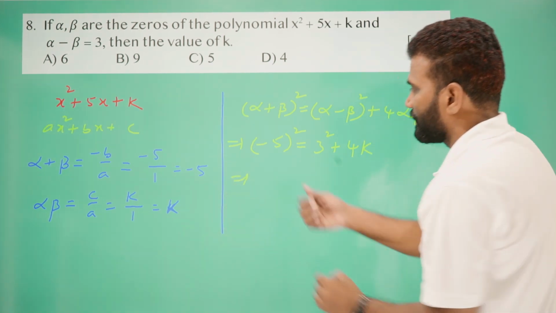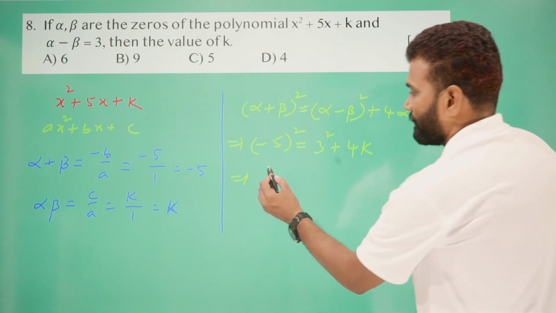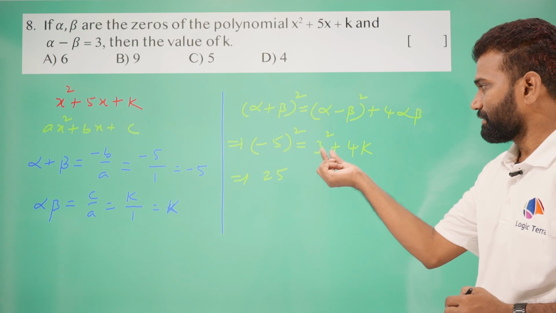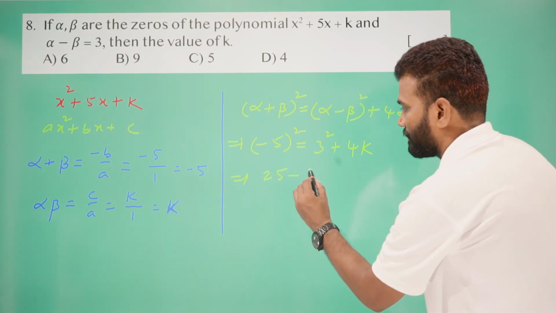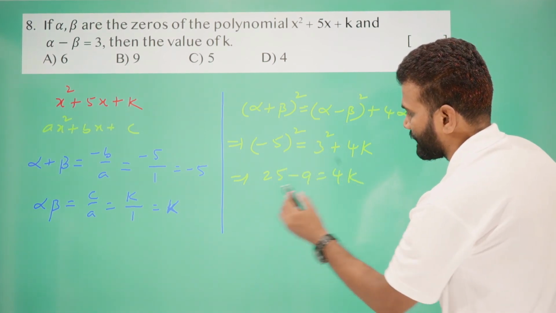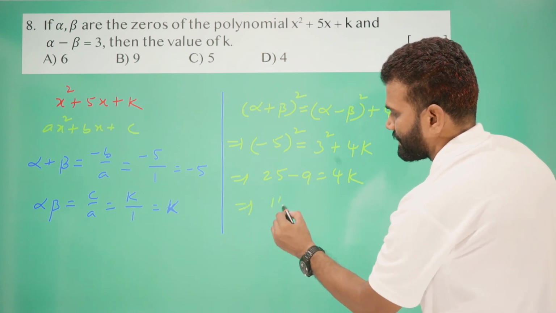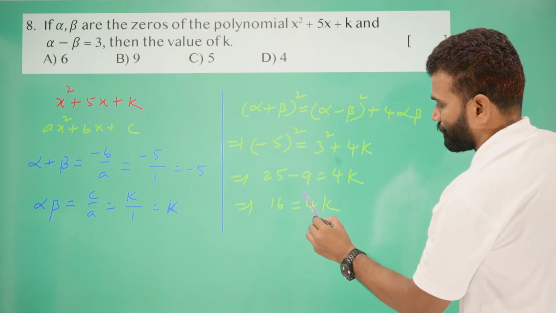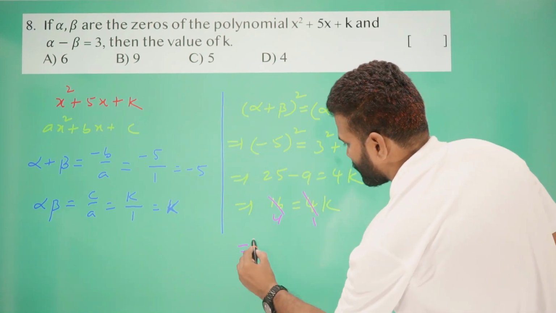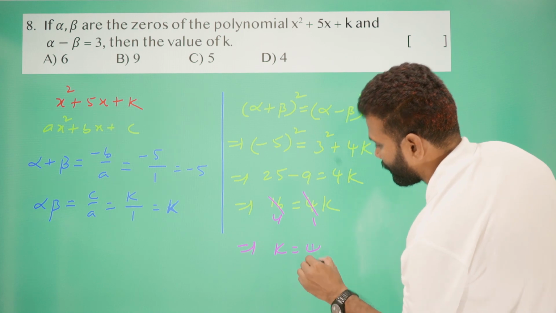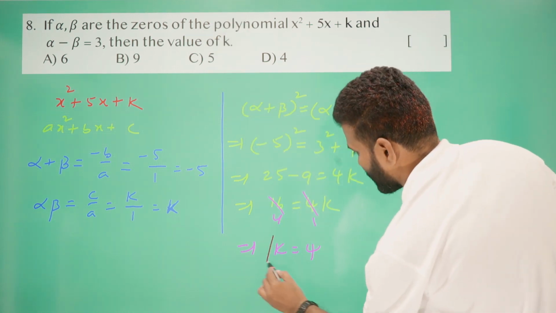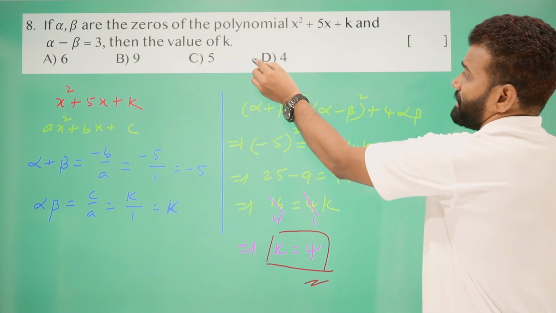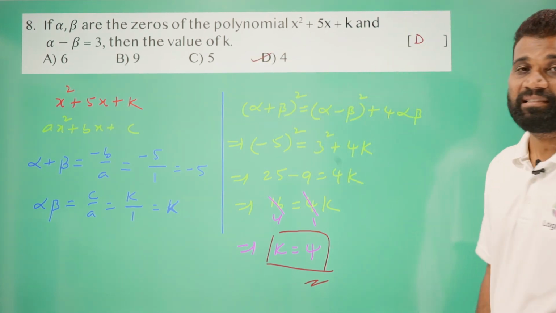So further, negative 5 square is 25, and 3 square is 9. If you bring this 9 to the other side, it becomes 25 minus 9 is equal to 4k. Further, 25 minus 9 is 16, which is equal to 4k, and dividing both sides by 4, 4 ones are 4, 4 fours are 16. So k is equal to 4. Finally, we got the value of k as 4. Here the right option is D. D is the right option.